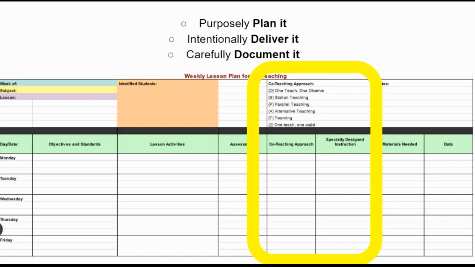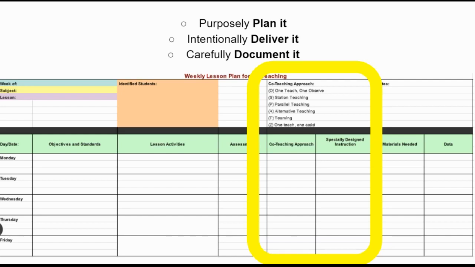Do your teachers that live in a co-teaching model actually have it in their lesson plans? Which approach are they going to use for each lesson? Do they have the specially designed instruction listed, so that when a general education teacher is working with a group of students, and a special education teacher is working with a group of students, we know exactly the specially designed instruction that is going on? Is it initially being implemented, or are they both utilizing it to support other students as well?